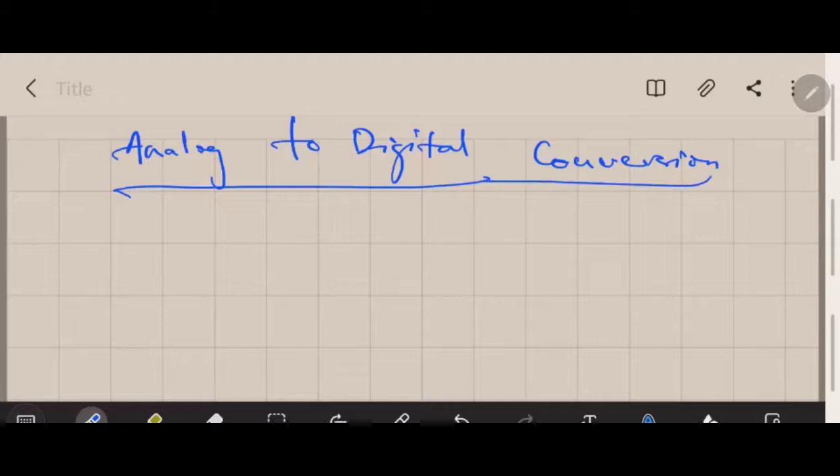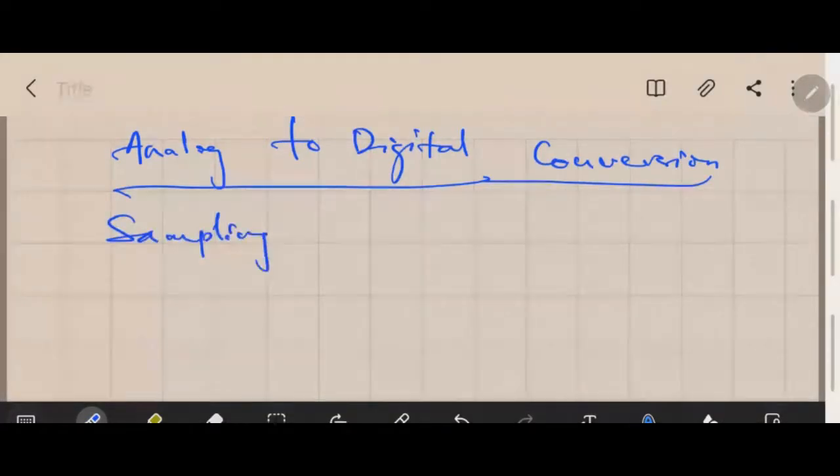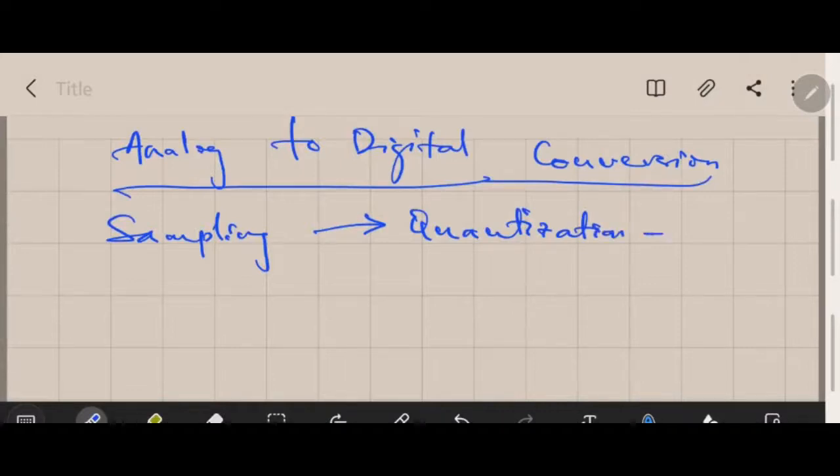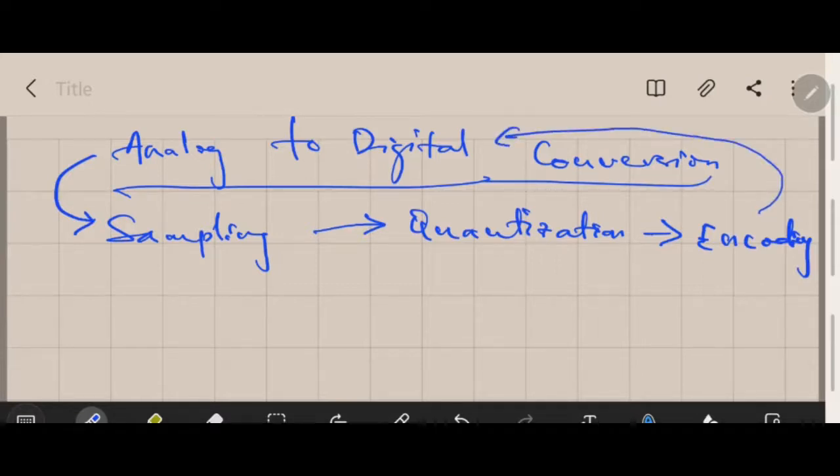So in analog to digital conversion, as I was telling you in the earlier class, we need to follow certain processes in order to convert an analog signal to digital. Those processes are sampling, then after sampling you have to do quantization, and then the third process is encoding. The output of these three processes is the digital signal. So the analog signal is the input and the digital signal is the output. That is how this process works.